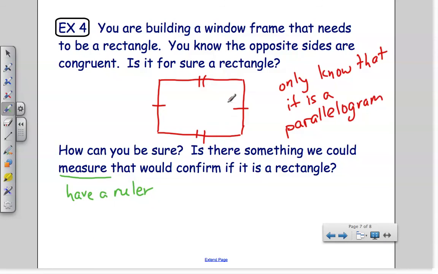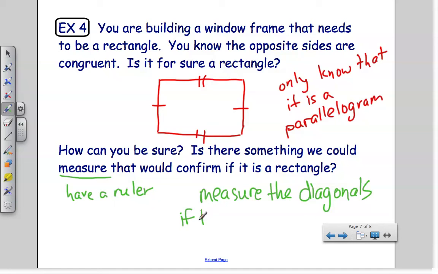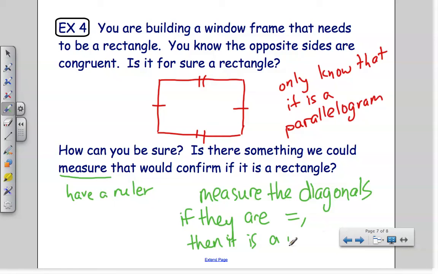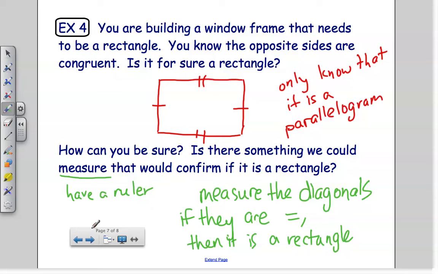So what could I do with that ruler to see if this is a rectangle? I could measure the diagonals. And I look at the answers I get for that. I measure both diagonals. I see what I get for those measurements. What would show that it is a rectangle? Well, if they are congruent, or they are equal measurements, then it is a rectangle, because that property is only true for rectangles. It's only true when you have right angles. So actually it's true for a rectangle and a square, which is categorized as a rectangle. Okay, so talking today about three special parallelograms. We got rectangles, rhombuses, and squares and their special properties.